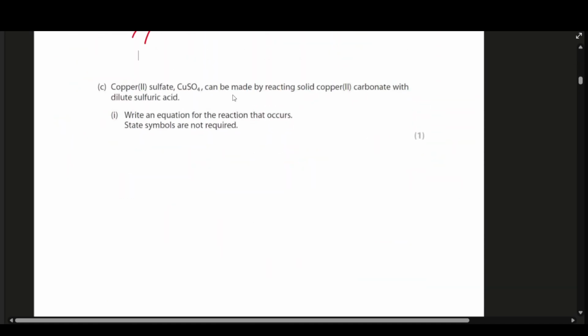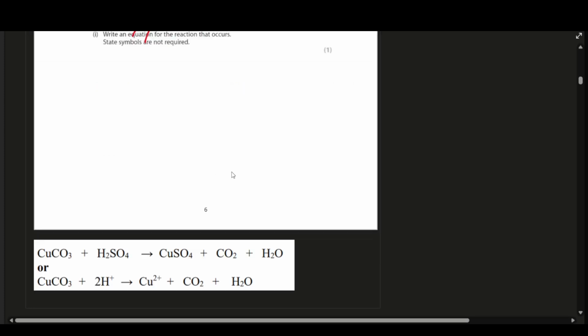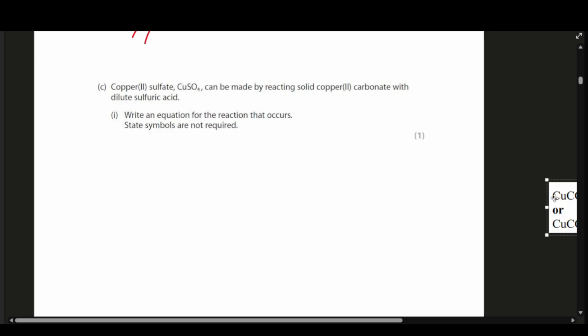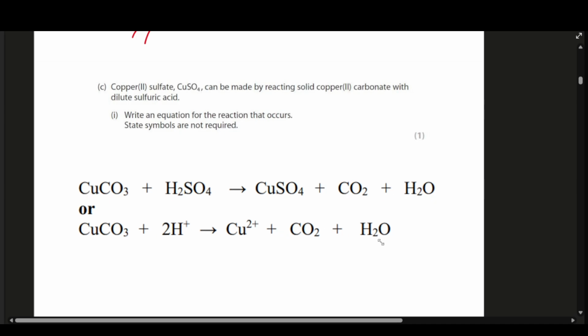Copper(II) sulfate can be made by reacting solid copper(II) carbonate with dilute sulfuric acid. They say it down here. Write an equation for the reaction that occurs. State symbols are not required, basically. So you can check this out. You can write any one of them if you want. You can just show any one of them if you want. Did you understand?